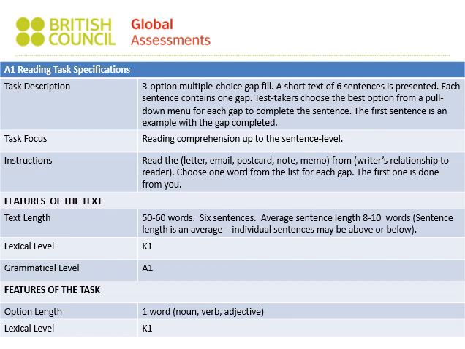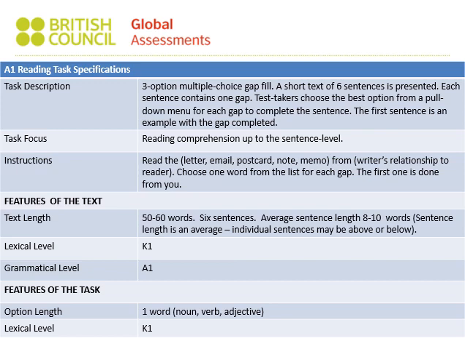So at A1 level we need to know how long the text is. Again, it mentions 6 sentences, and also it defines how long each individual sentence should be. So we don't have one very long sentence and then a few much shorter ones. It defines the lexical level. We're not allowed to use vocabulary that's not on the K1 list, and we're not allowed to use grammatical exponents that are higher than A1.